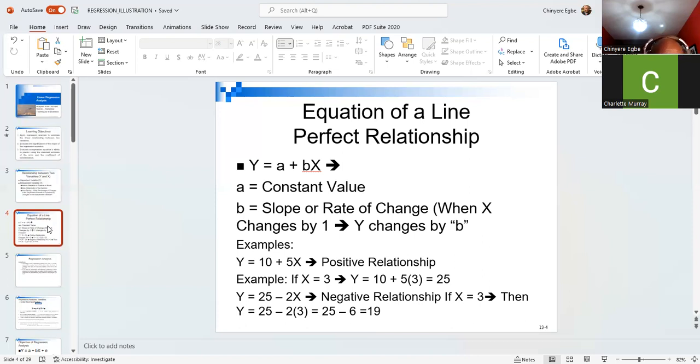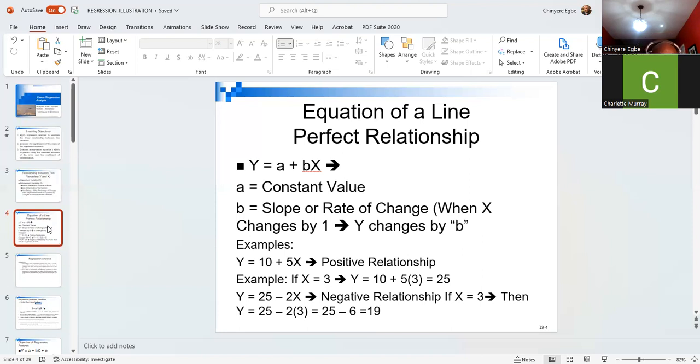So you see some examples here. For example, Y is equal to 10 plus 5x. That's a positive relationship. The constant value is 10, and the rate of change is 5, okay? For example, if X is 3, Y is equal to 10 plus 5 times 3, which is 25. Now, suppose you have another problem where Y is equal to 25 minus 2X. All right? So there you have a negative relationship. If X is 3, then Y is 25 minus 2 times 3, which is 19.